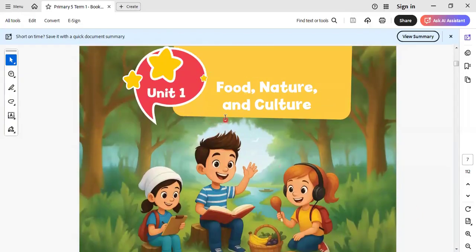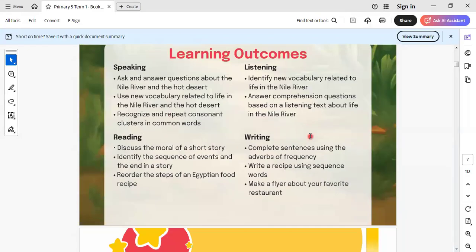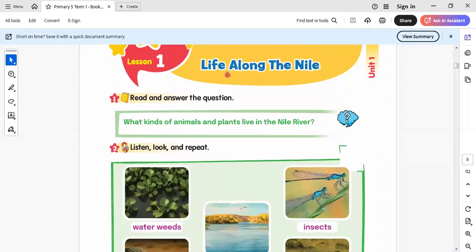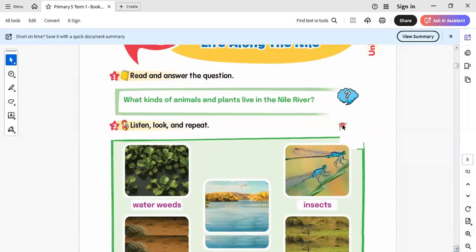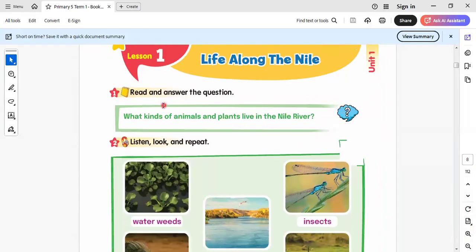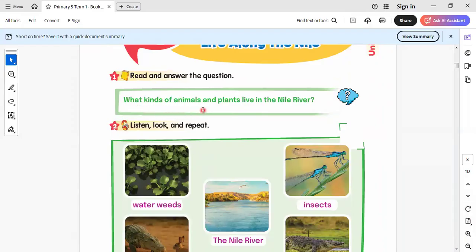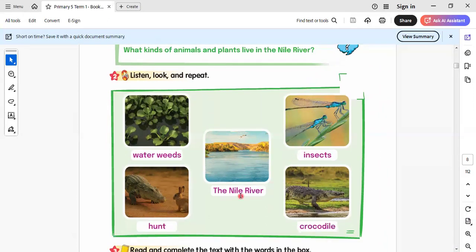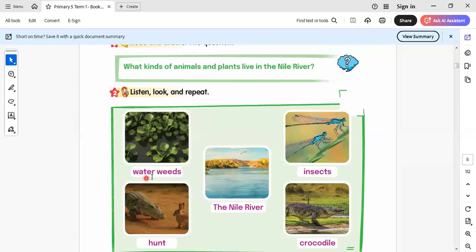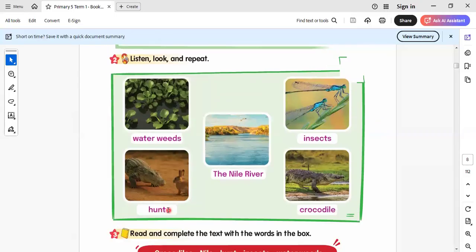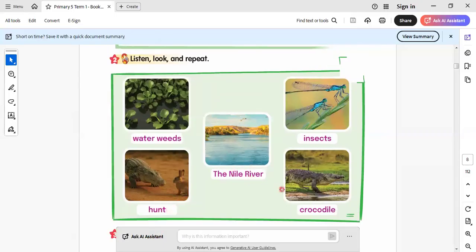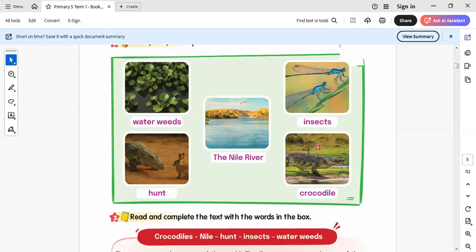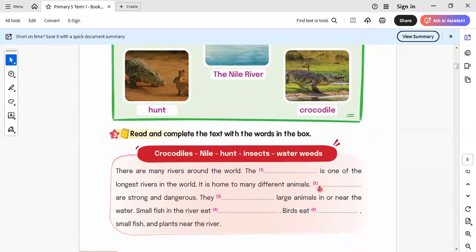The first unit in this book is Food, Nature, and Culture. Let's get to know more about this topic. Life along the Nile. I think we took this before in Discover. What kinds of animals and plants live in the River Nile? Today, we are talking about the animals and plants that live in the Nile. Here we have water weeds, hunt, the River Nile, and crocodile, and this is new vocab in this part.